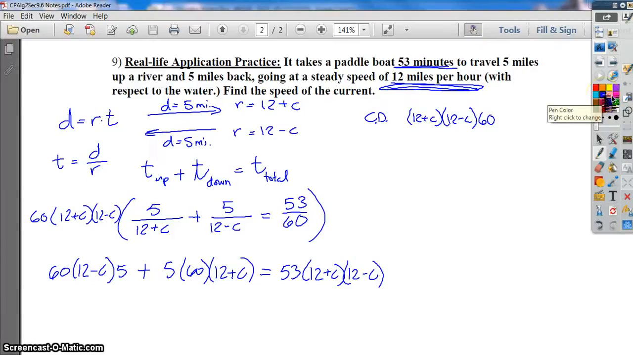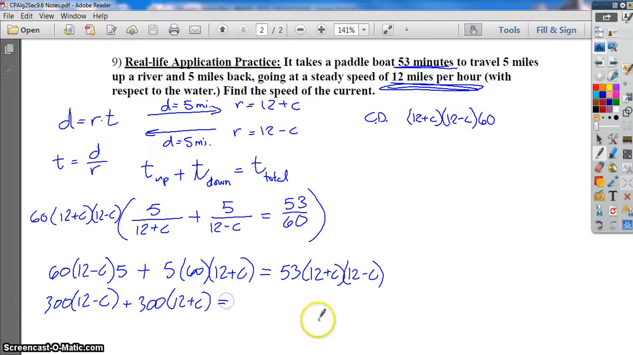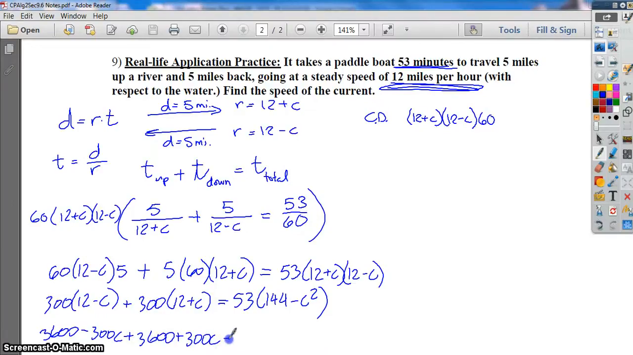All right, a lot of multiplication to go here. So I'm going to do 5 times 60 first. That's 300. So basically this is what I'm looking at. This is 300 times 12 plus C. Over here it's going to be 53 times 144 minus C squared, because the inners and outers will cancel out, 12C minus 12C. All right, let's distribute the 300s in. So this is 3600 minus 300C. This is going to be 3600 plus 300C.